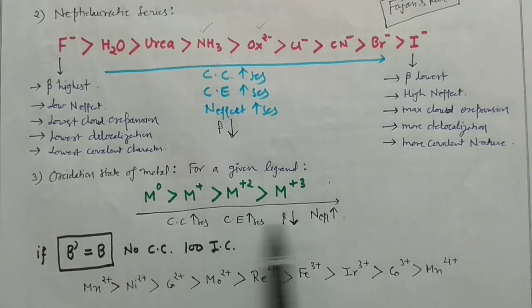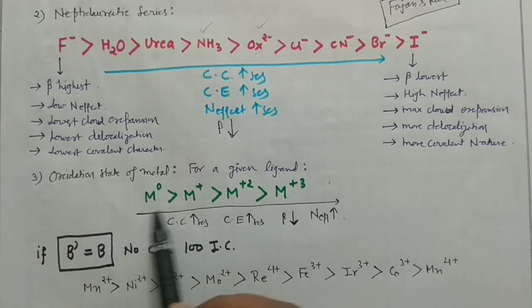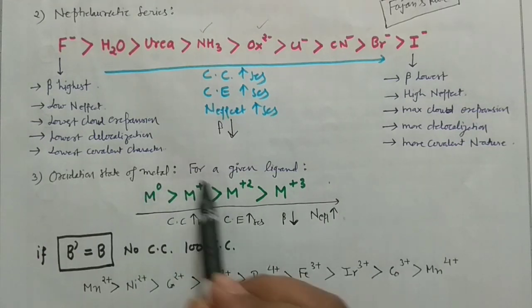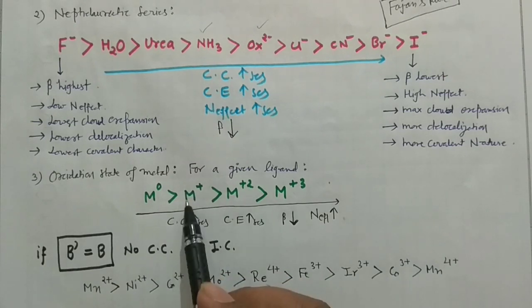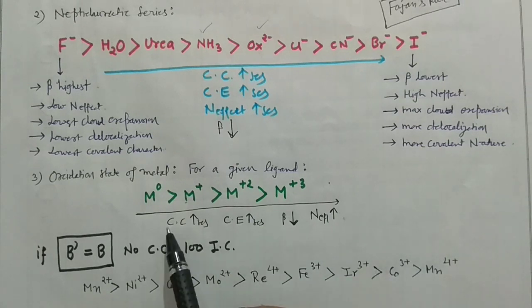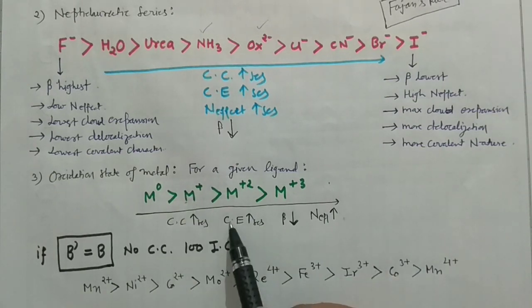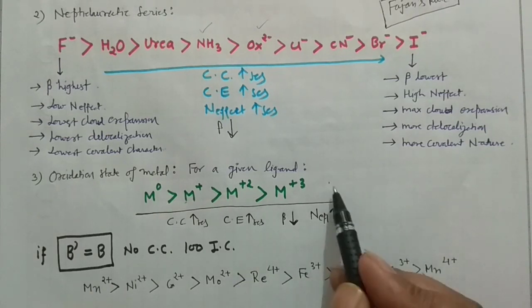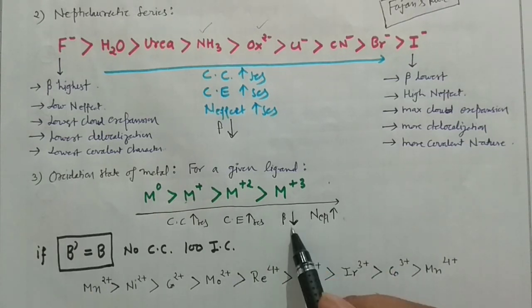So if you travel from here to here, you can see for a metal having the lower oxidation state, it will have the higher nephelauxetic ratio but low nephelauxetic effect. Okay, when the nephelauxetic effect is low, delocalization is low, covalent character is low, right? And electron cloud expansion is low. And if you move from here to here, again you can see covalent character increases, right? Electron cloud expansion increases, right? And the nephelauxetic effect increases, but the nephelauxetic ratio decreases.